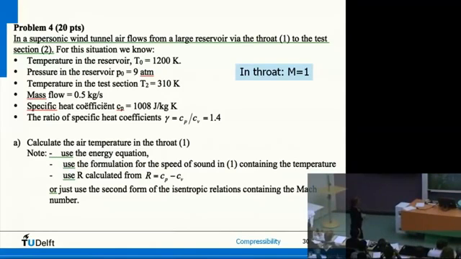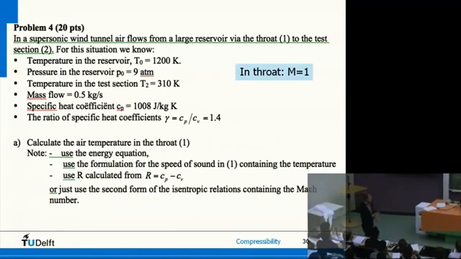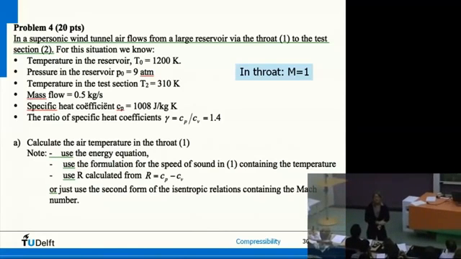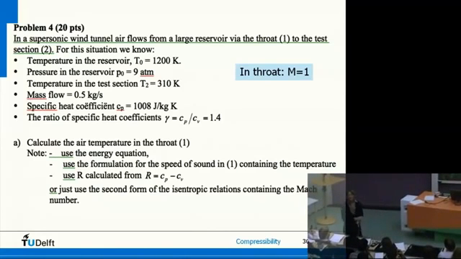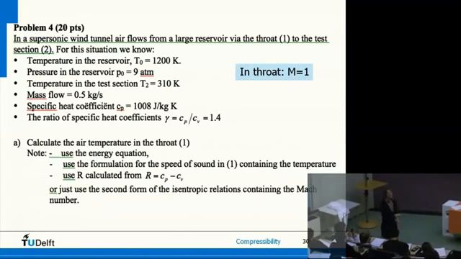We have a supersonic wind tunnel, with air flowing from a very large reservoir, a large pressure vessel, into a throat, a converging channel, to the test section, where we typically put our objects. I have a picture on the next slide. Given: temperature in the reservoir, 1200 Kelvin. Pressure in the reservoir, 9 atmospheres, quite high pressure. Temperature in the test section, 310 Kelvin. Mass flow, 0.5 kilograms per second. Specific heat coefficient for air, 1008 joule per kilogram Kelvin, and the ratio of specific heats is 1.4.